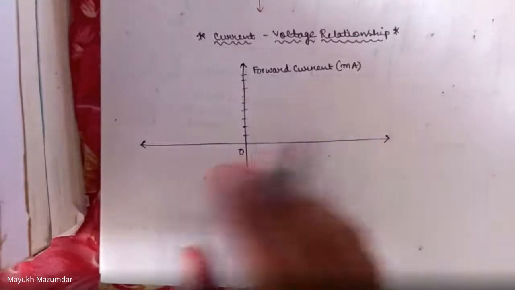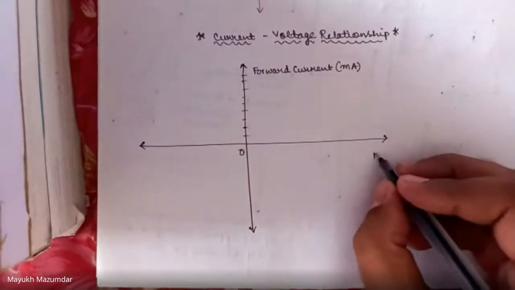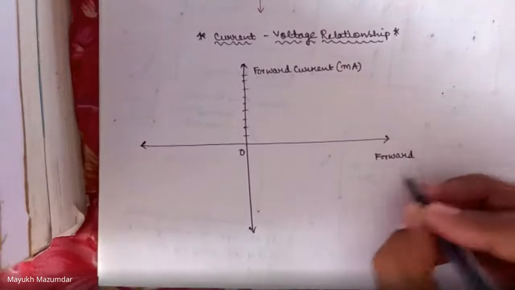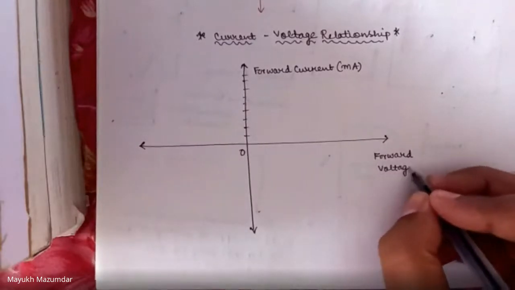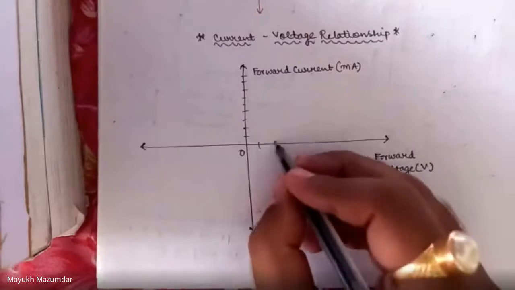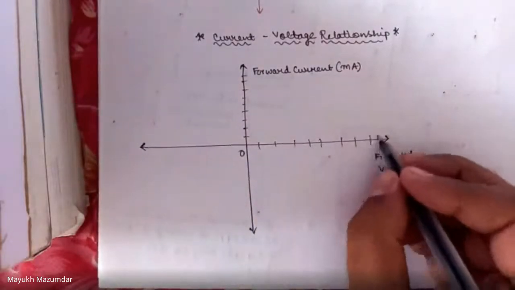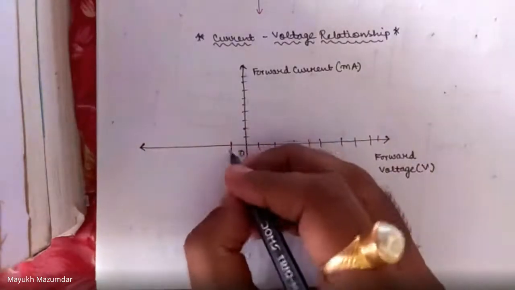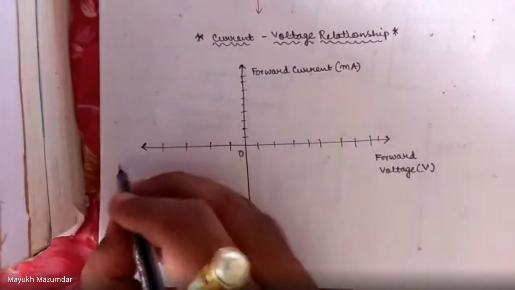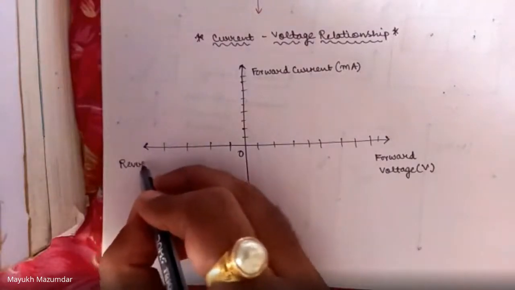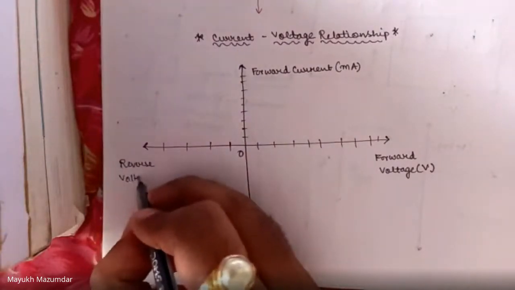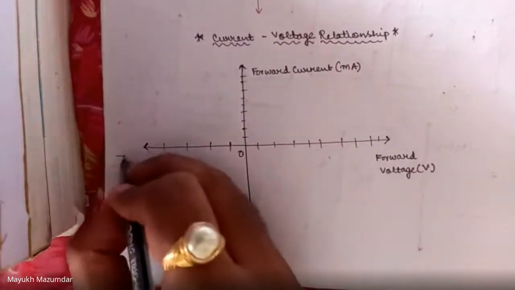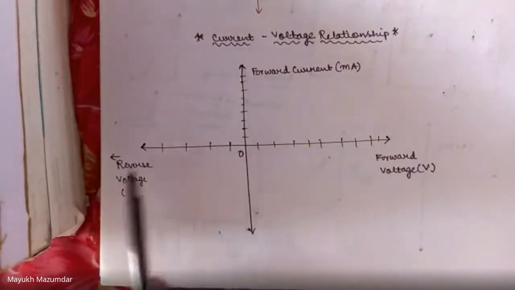And on the positive side of the x-axis, you have to plot forward bias voltage, or it is sometimes called forward voltage, which will obviously be in volts. Understood how I will plot it? Yes, sir. On the negative side, no such issue. Here I will plot the reverse voltage. That would also be in volts. This way it is the increasing negative.